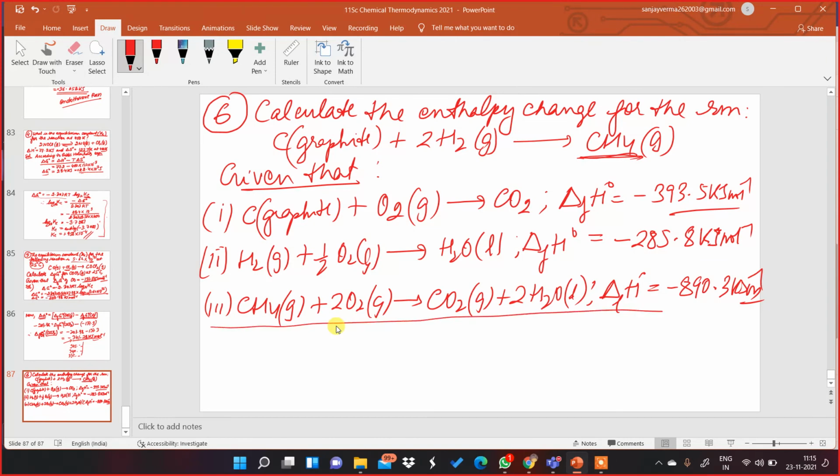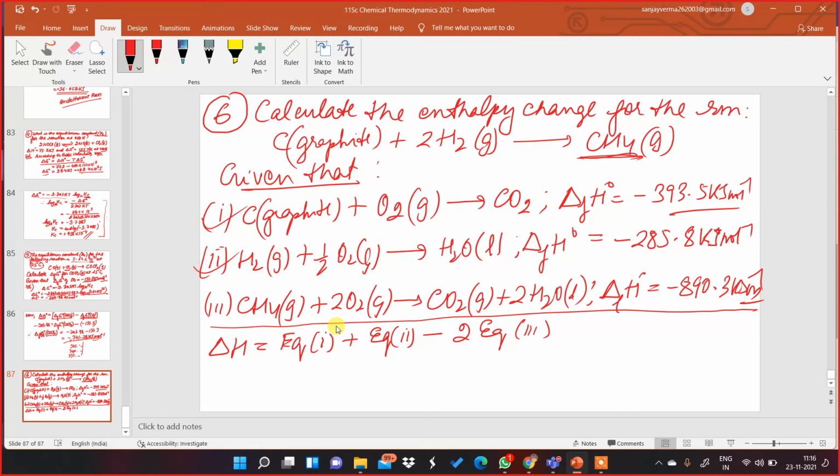We have to think about what can be done with these three data. To obtain the delta H for the above reaction, you add equation 1 and equation 2, and then from that you subtract twice equation 3. If you subtract 2 times equation 3, that serves our purpose.